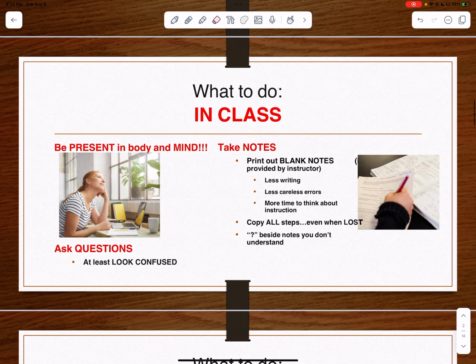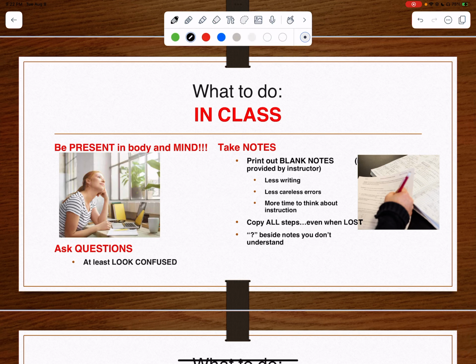So in class, when you're in my class, I want to make sure that you are always present. And I mean present in body, but also in mind. If you have any questions, you need to ask them. If you are one of those that don't like raising your hand and don't like asking questions, just look really confused, and I'll take that as a cue to re-explain and maybe do another example.